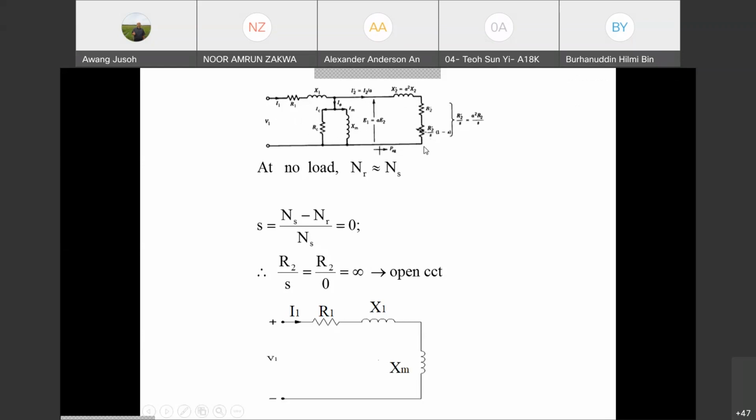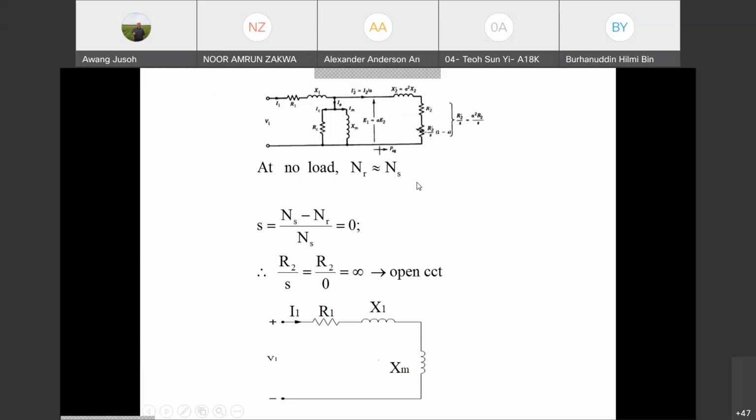You know the current goes for the low impedance. If you short something, all the current will flow to the short circuit wire. Why? Because it's low impedance. This is a characteristic of current: it tries to find the lowest impedance. Everybody must know that. You short something, the current will flow to the shorted wire because of low impedance. So similar here, because R2 over S equals R2, this is very low impedance compared with the impedance of XM.